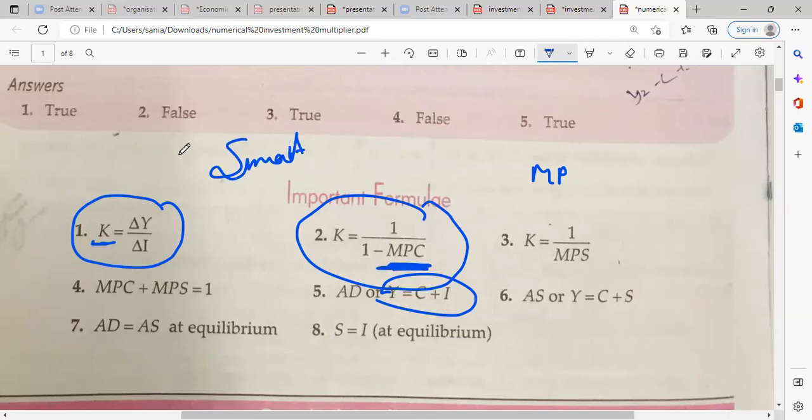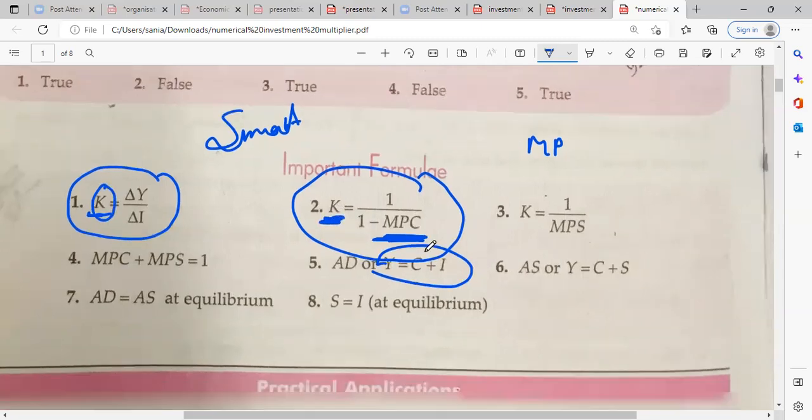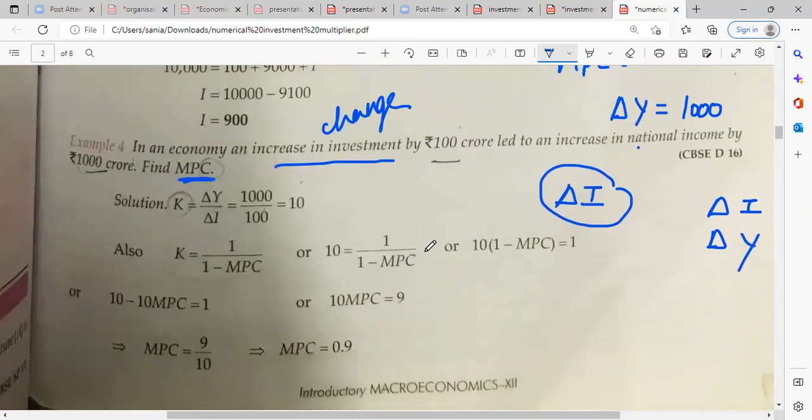So first of all, just check. You have all the formulas with you. Just check where you are fitting. You have this delta I and delta Y, right? With the help of these two, you will find K. And once you get K, you will put the value of K here and you will get MPC. So let's look at how we did it. First of all, with this formula, K equals delta Y upon delta I, 1000 divided by 100. So you got 10. So your K is now 10.